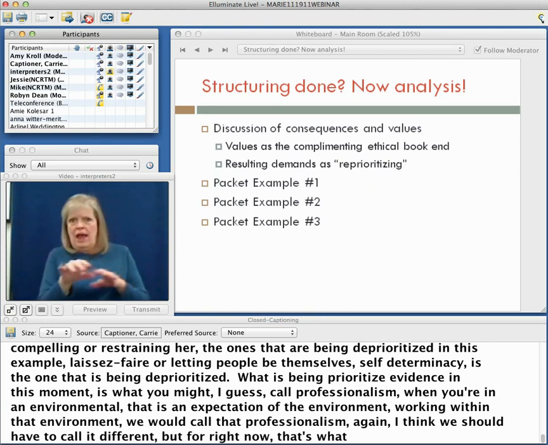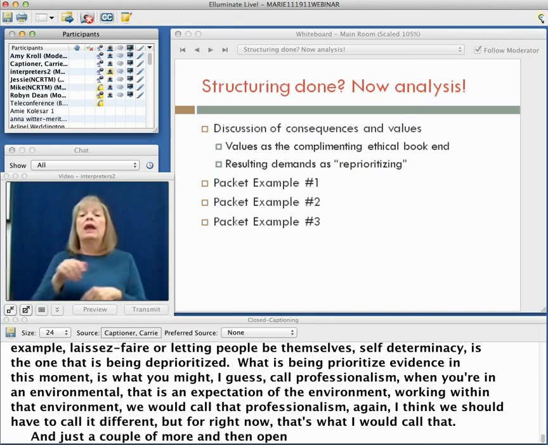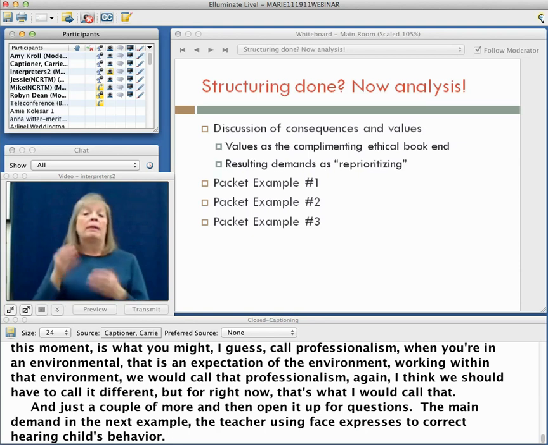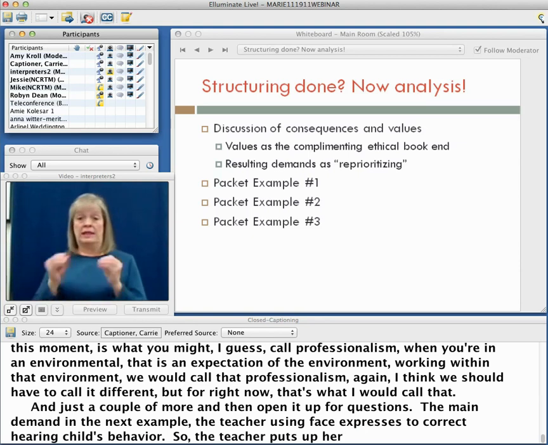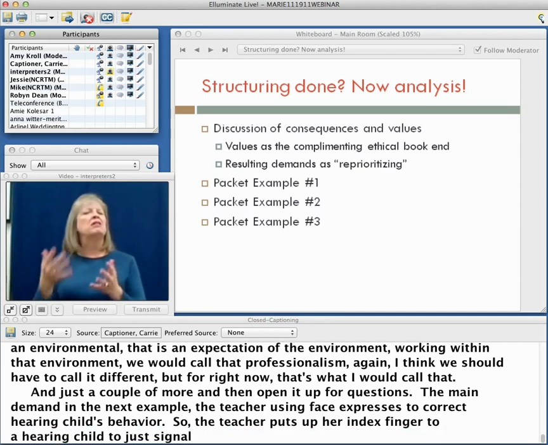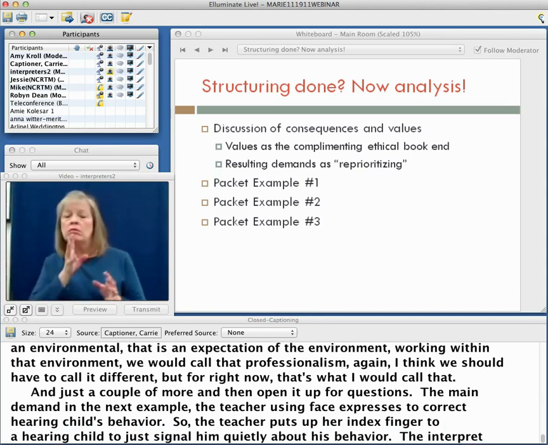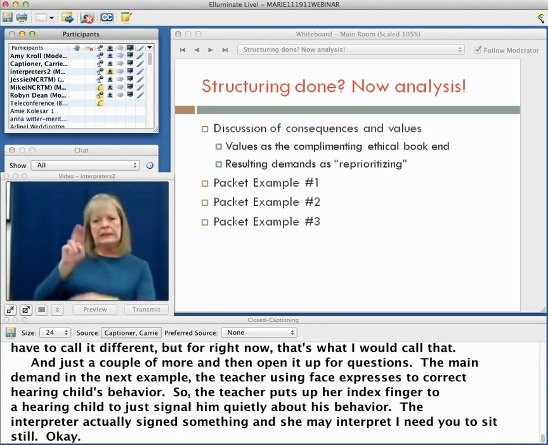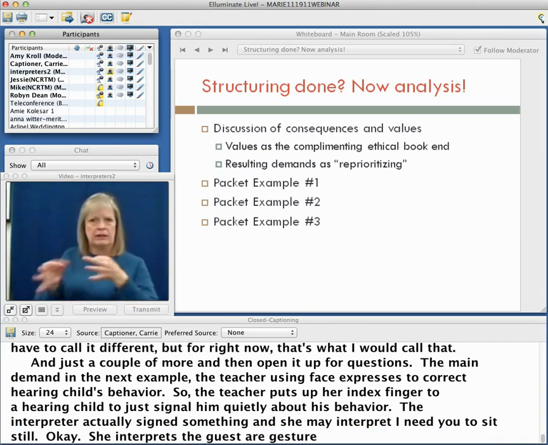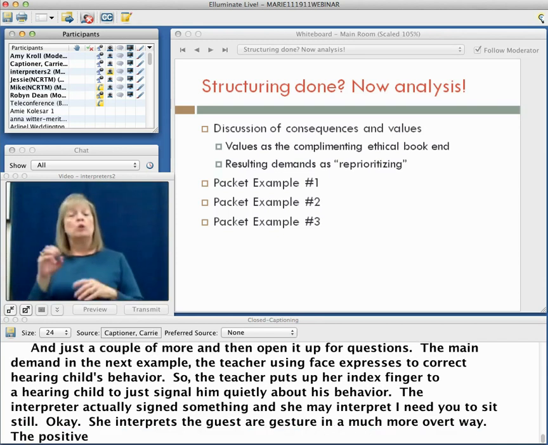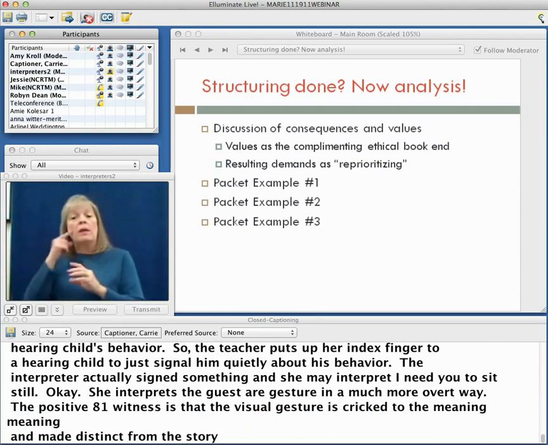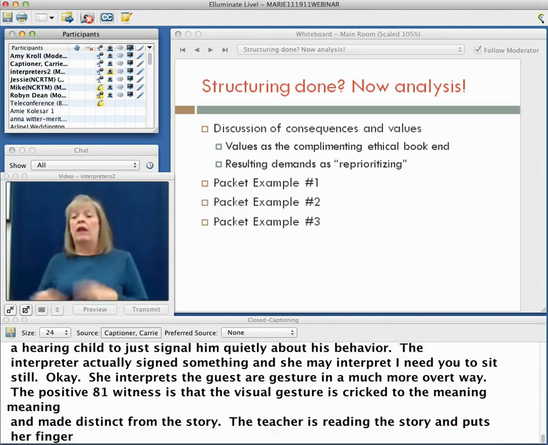And just a couple more, and then I'll open up for questions. The main demand in the next example is the teacher uses facial expressions to correct a hearing child's behavior. So imagine the teacher puts up her index finger to a hearing child to just signal him quietly about his behavior, and the interpreter actually signs something, and she may actually interpret, I need you to sit still. Okay, she interprets the gesture in a much more overt way. The positive consequence is that the visual gesture is connected to its meaning and made distinct from the story. Okay, because while the teacher is reading the story, her putting her finger up could actually be confusing. But if that's made a separate comment, then that distinction is made.